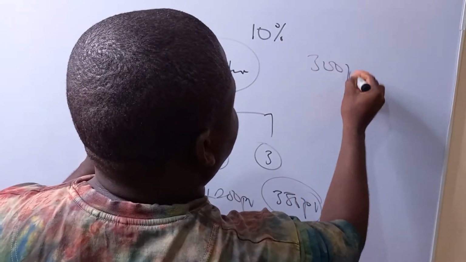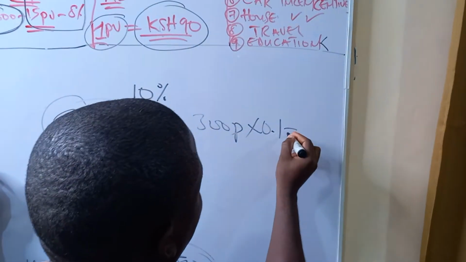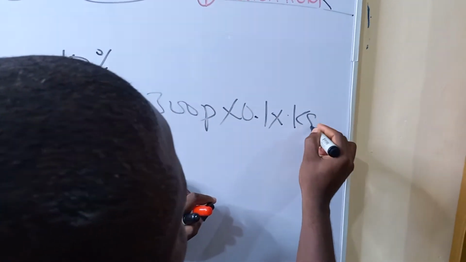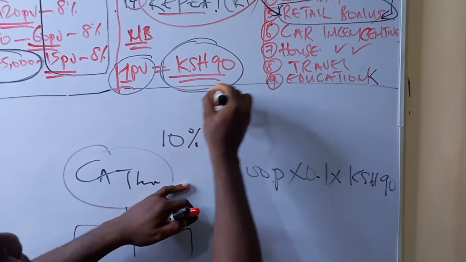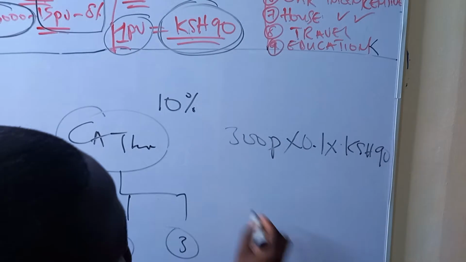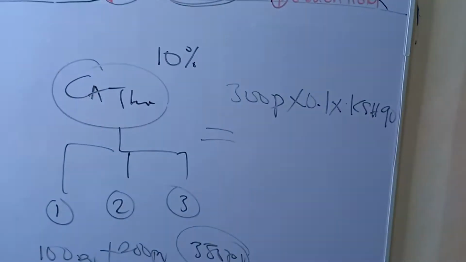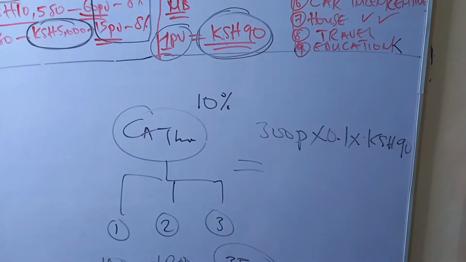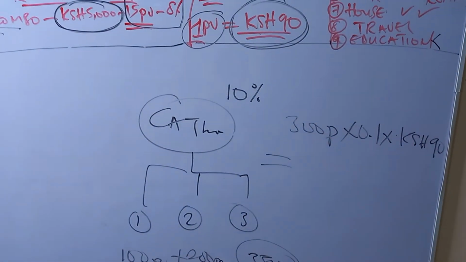So 300 PVs times your percentage, 0.1, times the exchange rate, that is Kenyan shillings 90. Remember, 1 PV is 90 Kenyan shillings. So that will be approximately 30 times 90. Where's my calculator? Oh, I cannot get my calculator. I'm coming.